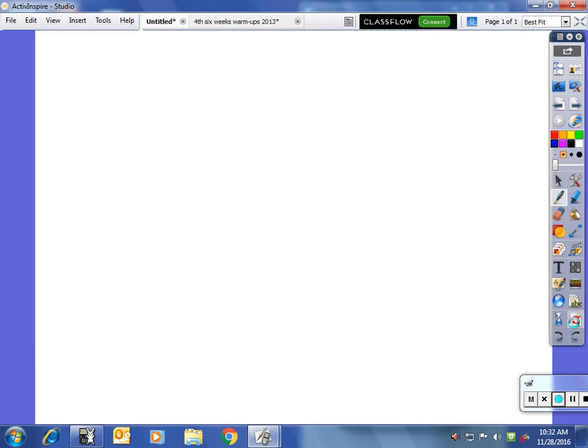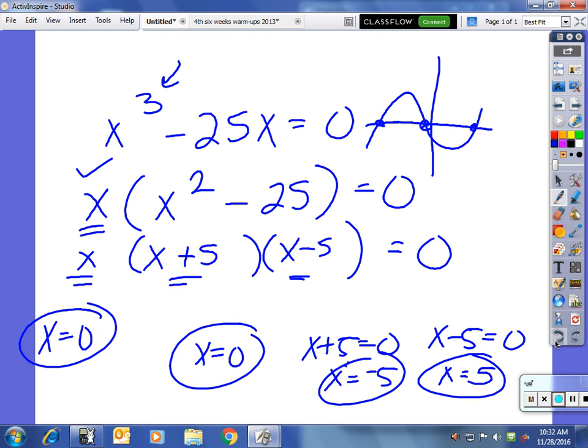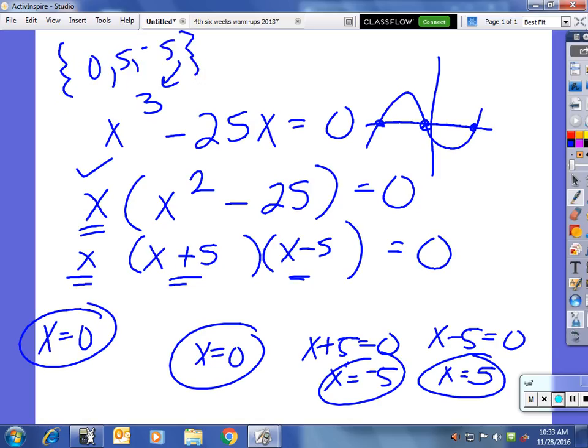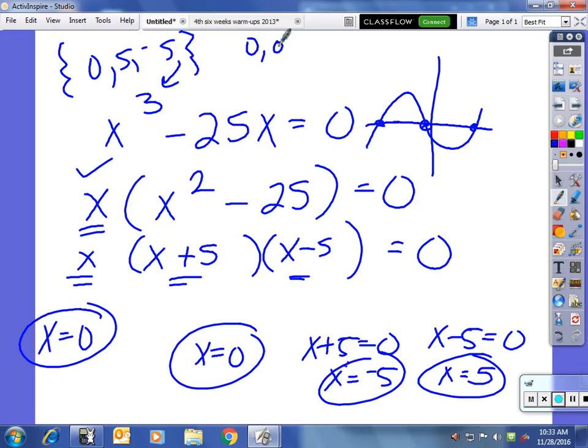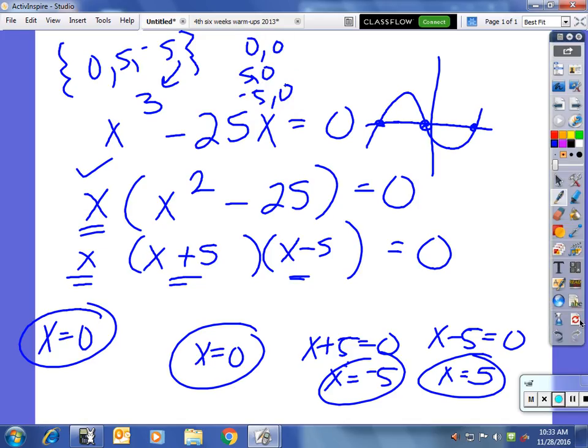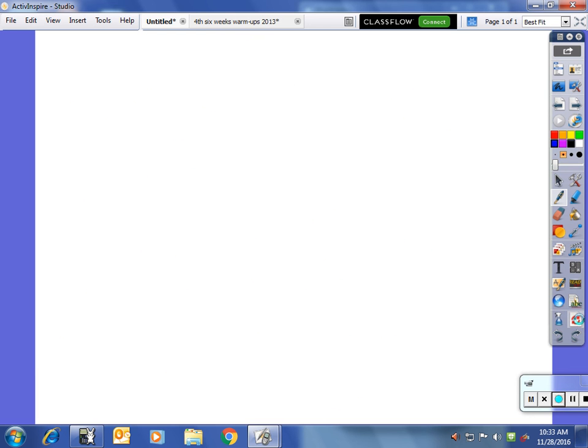Okay, let's look at another weird case, because you will come across these. I want to make sure you know what to do. In the squiggly line form, in the set notation form, it would be 0, 5, and negative 5, in any order. As points, it would be (0, 0), (5, 0), (negative 5, 0). Yes, absolutely.